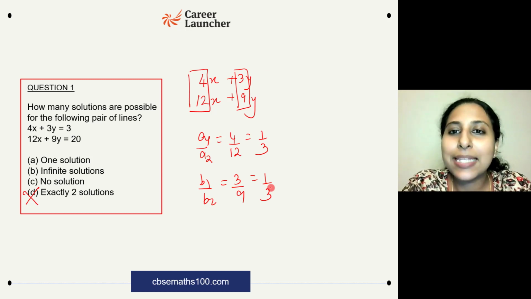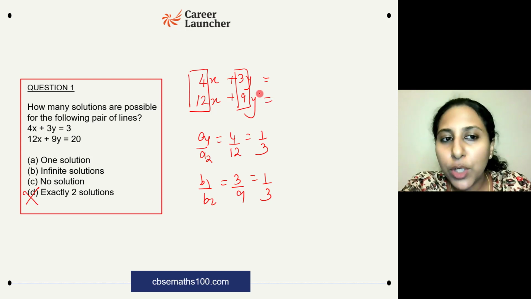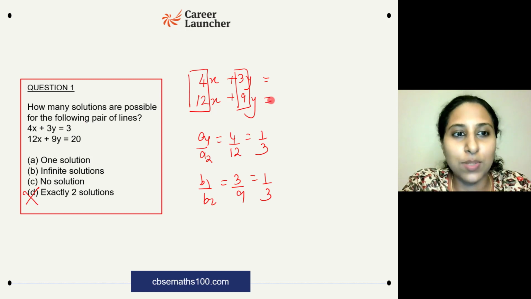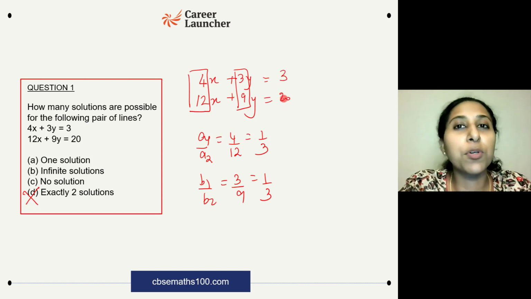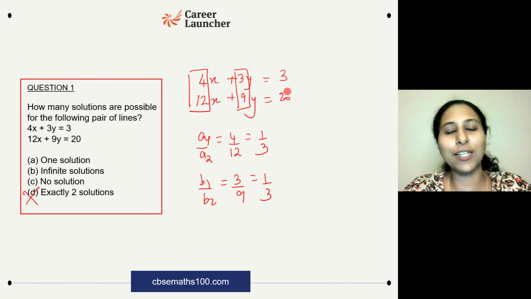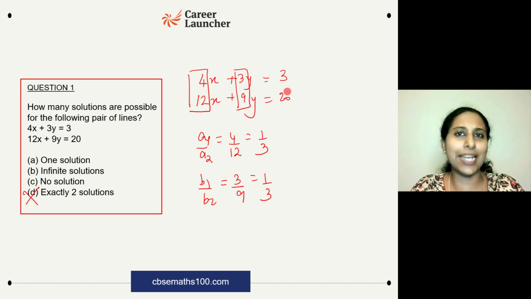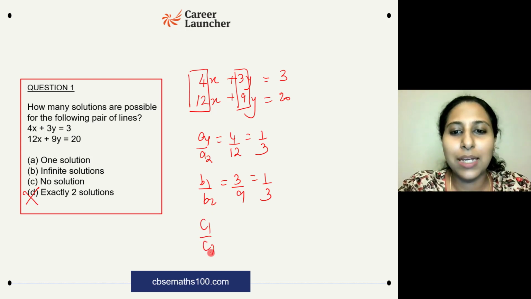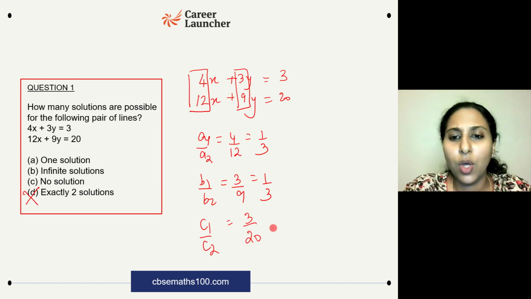So how do you calculate C1 by C2? Here you would notice that both the constants are given on the right side of the equal to symbol. As long as the position is the same, both are to the right side, you can directly take the ratio. So let's find out what C1 by C2 is. C1 by C2 would become 3 by 20, which cannot be reduced further.